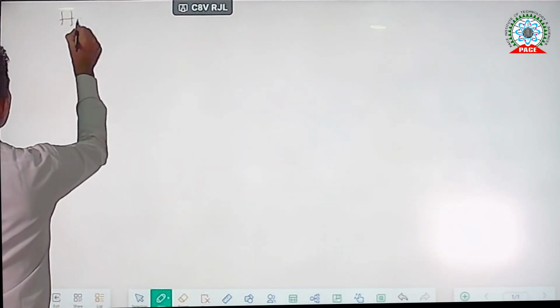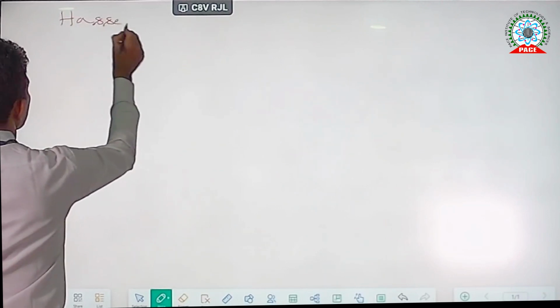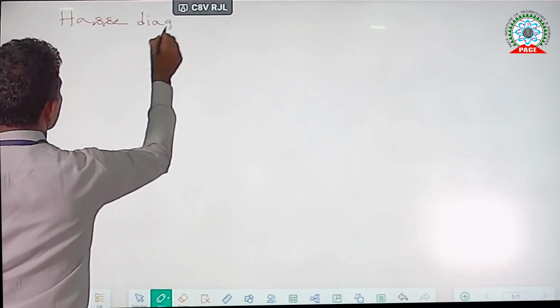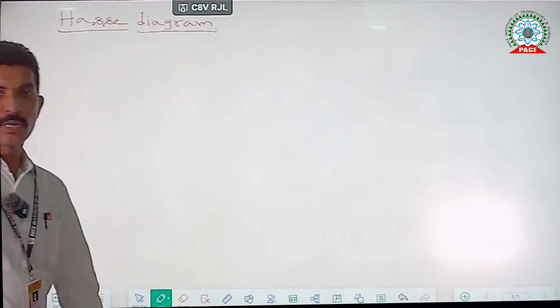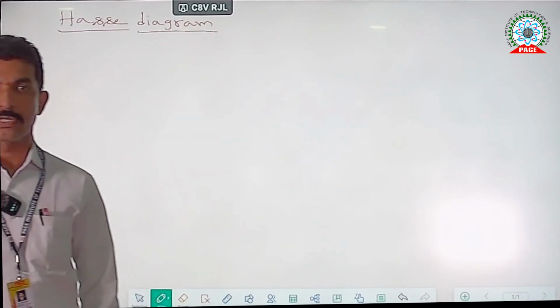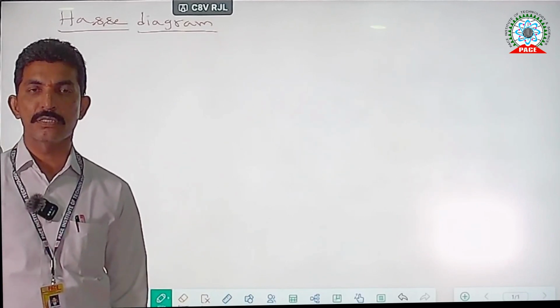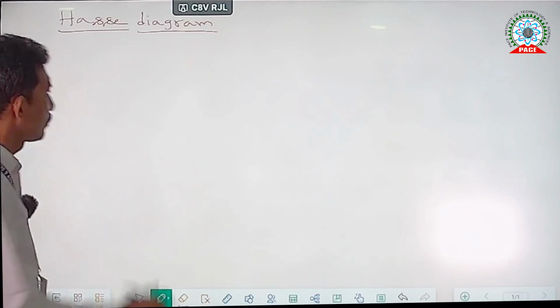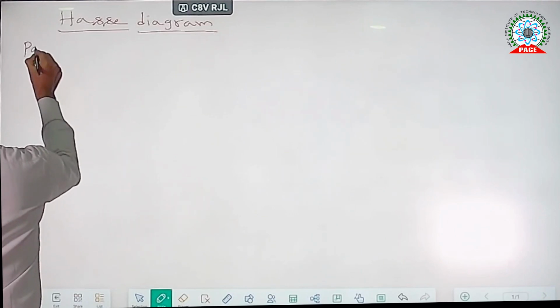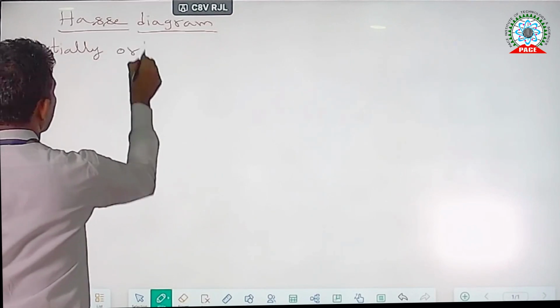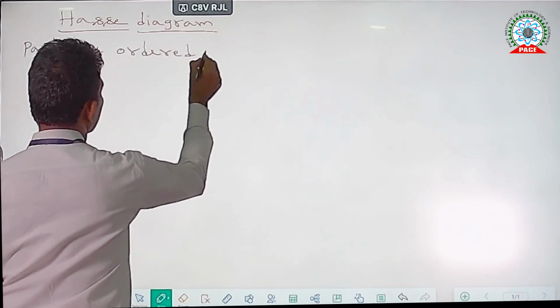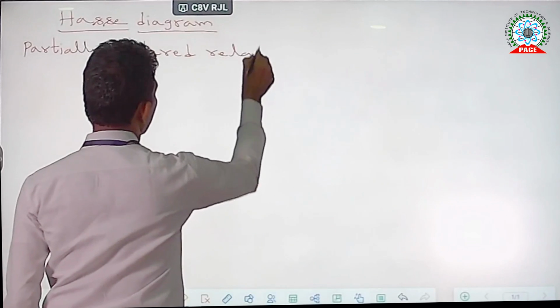Today, I am going to give a lecture on Hasse diagram. So, let us discuss about Hasse diagram. Before we discuss Hasse diagram, let us see some definitions. First one is partially ordered relation.